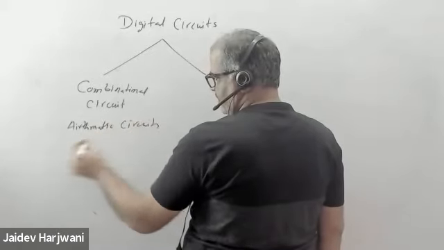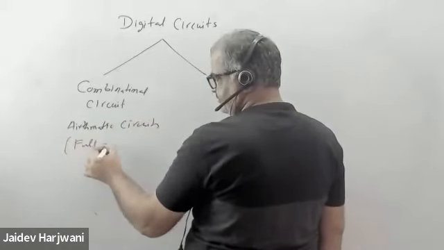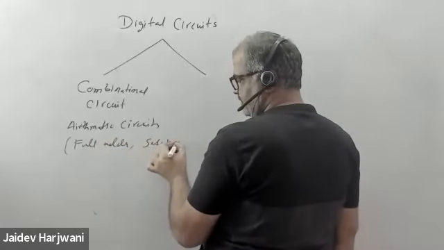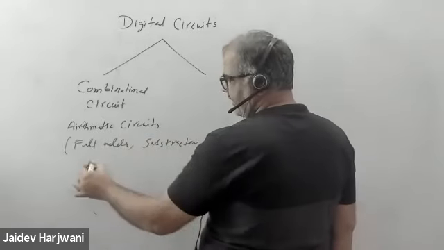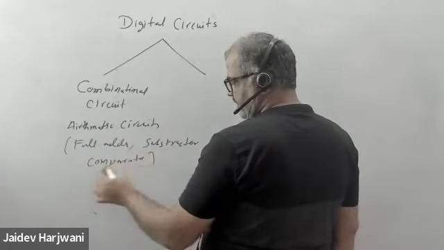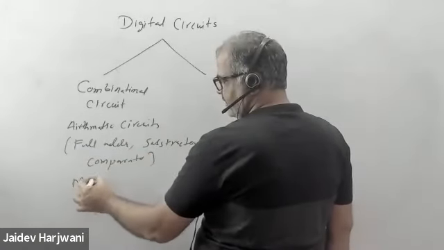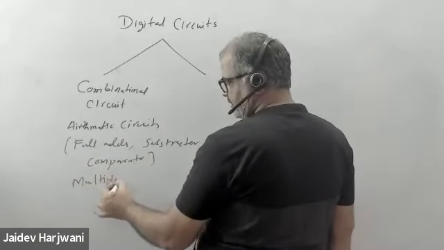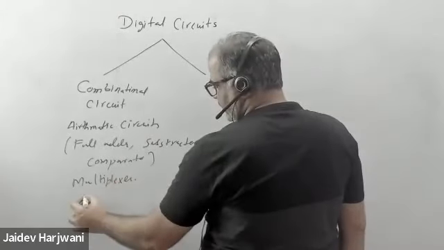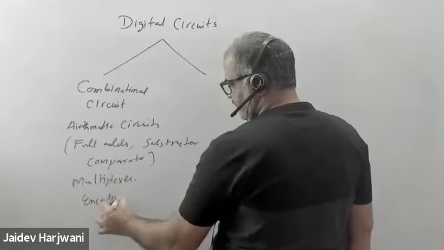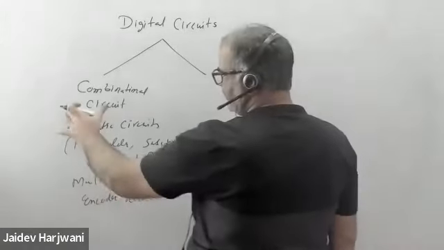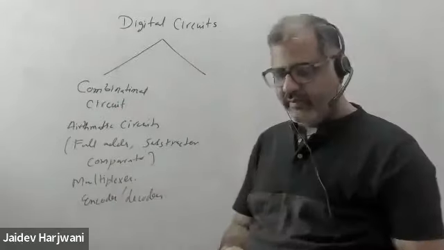like your arithmetic circuits, full adder, subtractor, comparator. Then we have done multiplexer. Then we have done encoder, decoder. So these are all examples of combinational circuits.